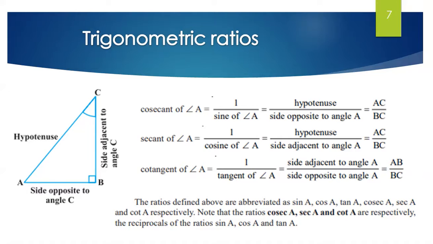The ratios defined above are abbreviated as sin A, cos A, tan A, cosec A, sec A and cot A. Instead of saying the full name, we have their abbreviations, right? And cosec A is the reciprocal of sin A, sec A is the reciprocal of cos A and cot A is the reciprocal of tan A. So there we have these 6 trigonometric ratios.